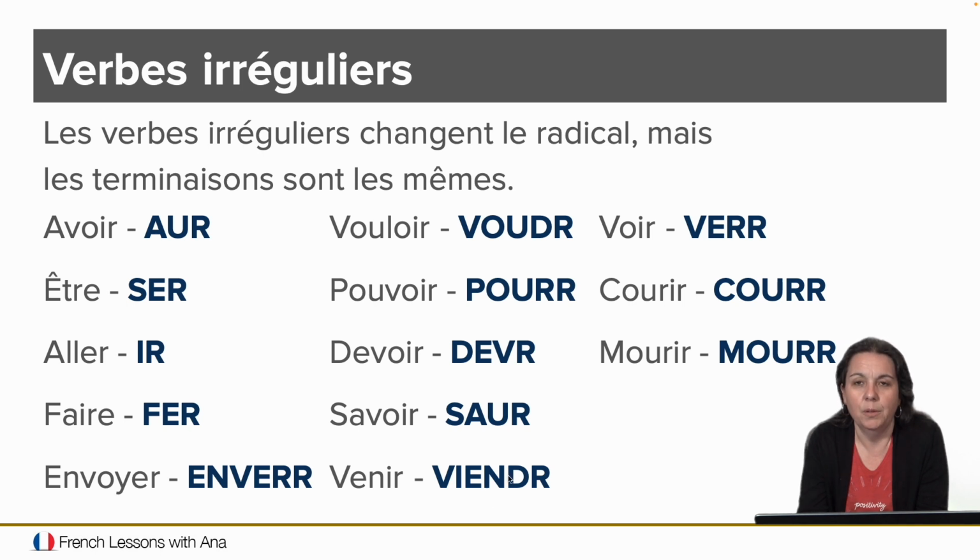Venir, okay, becomes viendr, all right? To come, so venir means to come. Voir, which means to see, becomes verr, double R. Courir, which means to run, only has one R in the infinitive, but becomes a double R in the futur, courr. And mourir, which means to die, becomes mourr, just like courr. Okay? So these are irregular verbs. We must practice them. We must memorize them. There's no other way around it.